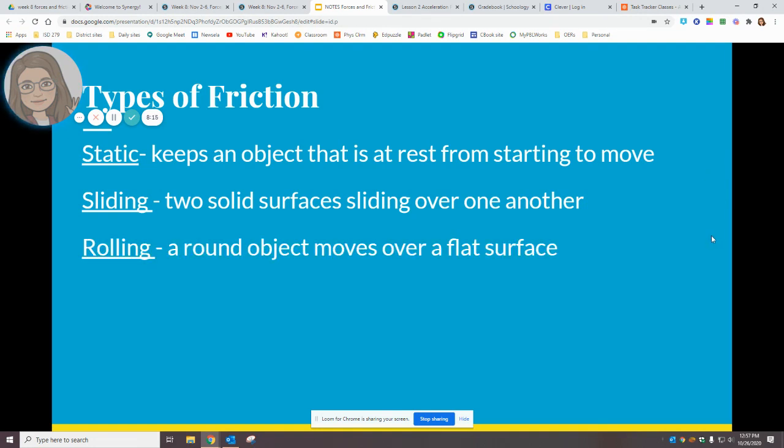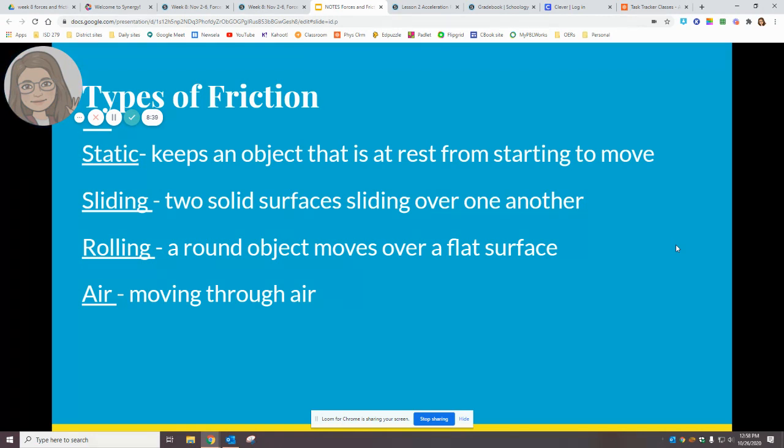Rolling friction, again, not one that you probably need much explanation of, but rolling friction is anytime something that is round rolls over something flat. So this could be a ball rolling across the ground. It could be ball bearings in a wheel. It could be a wheel rolling. It could be your pencil rolling across the table. All of those would be experiencing rolling friction.